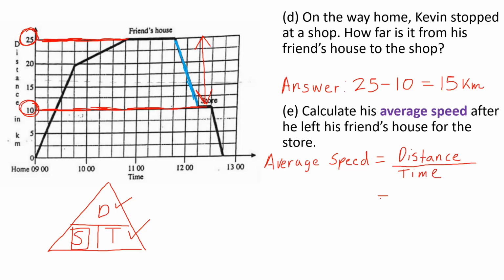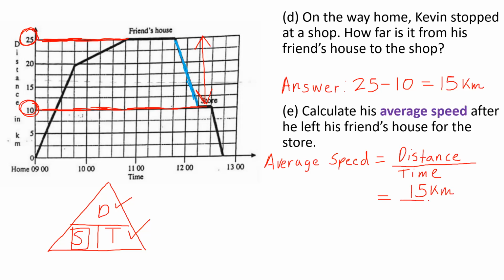Now, what is the distance? The distance from his friend's house to the store. We just saw that. We just answered that. The distance from his friend's house to the store is going to be 15 kilometers, which we just figured out.